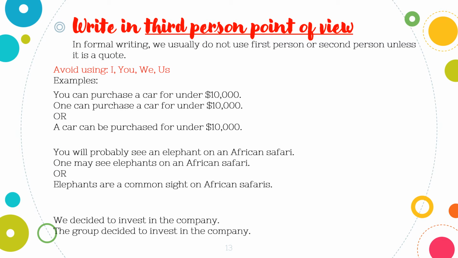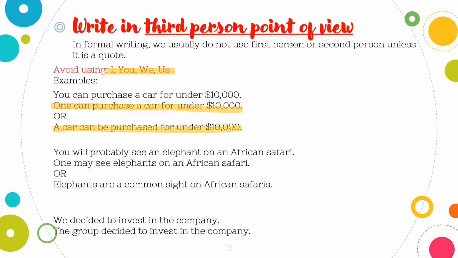Another rule is you should always write in third person point of view. Avoid using the first or second person point of view. So you should avoid using I, you, we, and us. Example, you can purchase a car for under $10,000. So you should use one can purchase a car for under $10,000. Or a car can be purchased for under $10,000.